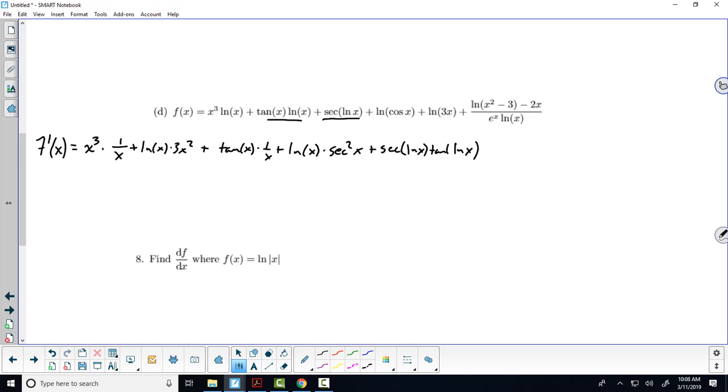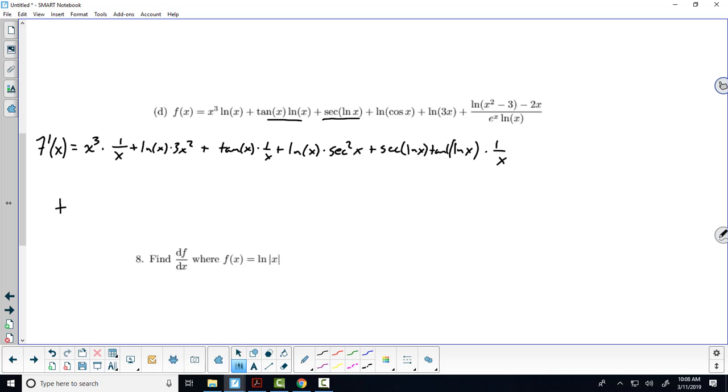Okay. Now we've got the chain rule, right? And we multiply by the derivative of what was inside. What was inside my secant expression? Natural log of x. What is the derivative of the natural log? 1 over x. Okay. So let's see here.